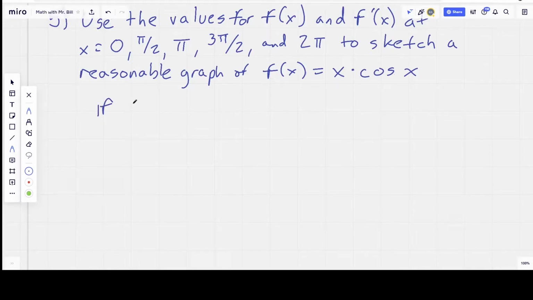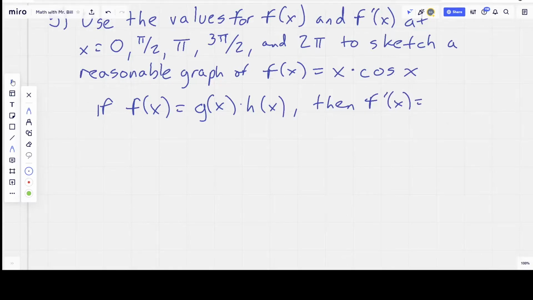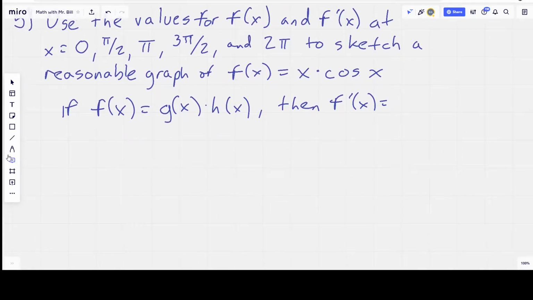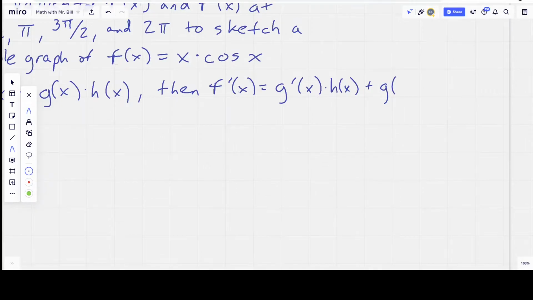So if f of x, our function, is the product of two functions, g of x and h of x, then f prime of x is going to be equal to, well, it depends on your book's definition, or how your teacher's done it, but in general, you're going to be taking the derivative of one of the pieces, multiplying it by the other, and then adding the reverse of the two. So in this case, we're going to be adding g of x times h prime of x.